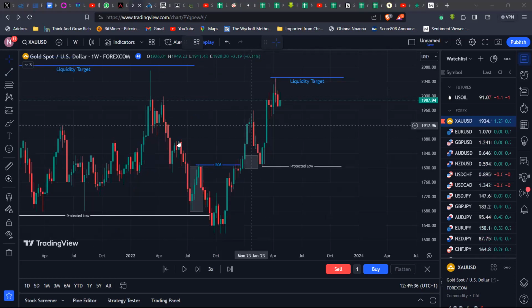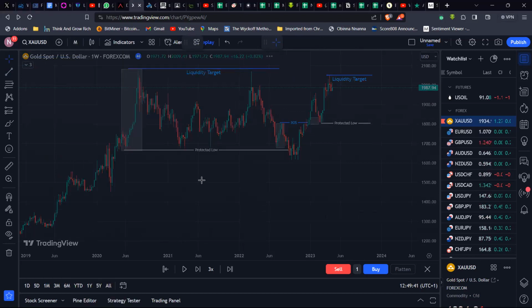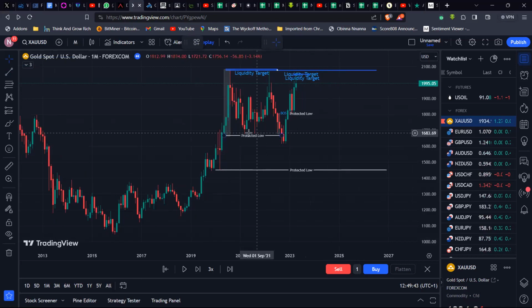Someone asked about the time frame from the monthly target. So this is the monthly low. It has been broken. Okay, no, this is the monthly low here, and this is the weekly low. I can't be using the monthly low to trade the weekly targets.